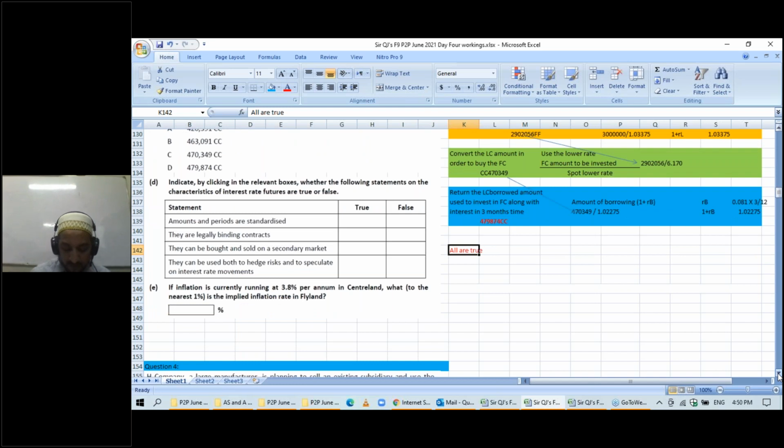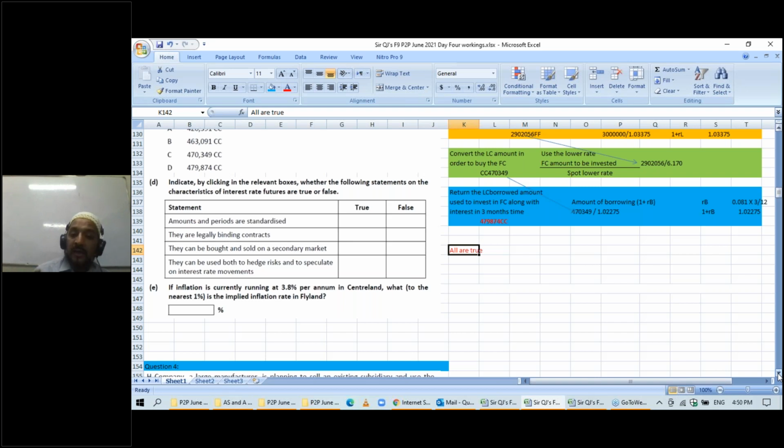Part E. One of our friends was asking about purchasing power parity. So in this question, the purchasing power parity will apply. See what it is asking? If inflation is currently running at 3.8% in Centerland, what is the implied inflation rate in Flyland?